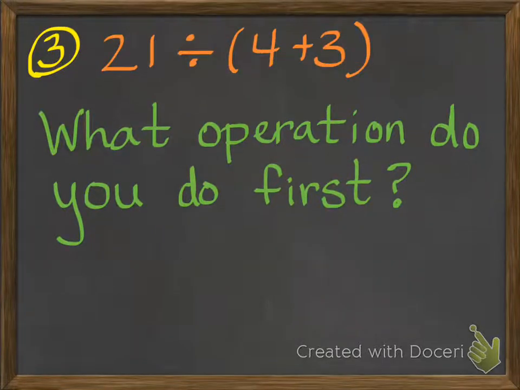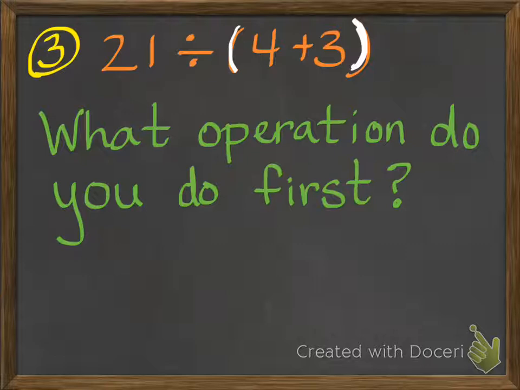Number 3. Which operation are you going to do first in this problem? 21 divided by 4 plus 3. Well, got to do everything that's in a parenthesis first. Parentheses have to come first. We would say they trump everything else. That just means that they're kind of like the boss. They're in charge of everything.